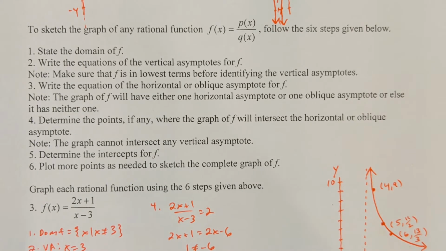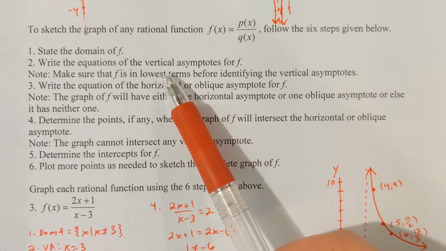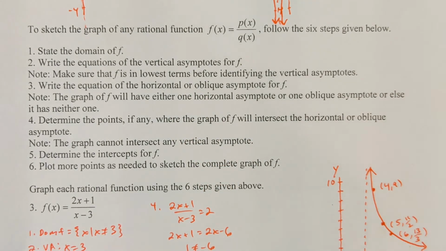Step 1, we're going to state the domain of f. Step 2, we're going to write the equations of the vertical asymptotes. We'll be able to get those immediately just by simply stating the domain. And again, we want to make sure that the function is in lowest terms before we state the equations of the asymptotes. That's going to be important for another problem that's later in this worksheet here. Step 3, write the equation of the horizontal or oblique asymptote for f. It will have one or the other, not both. Step 4, determine the points, if there are any, where the graph of f will intersect the horizontal or oblique asymptote.